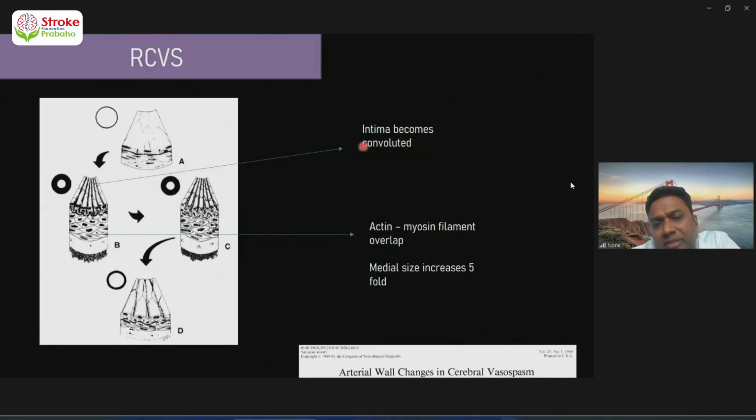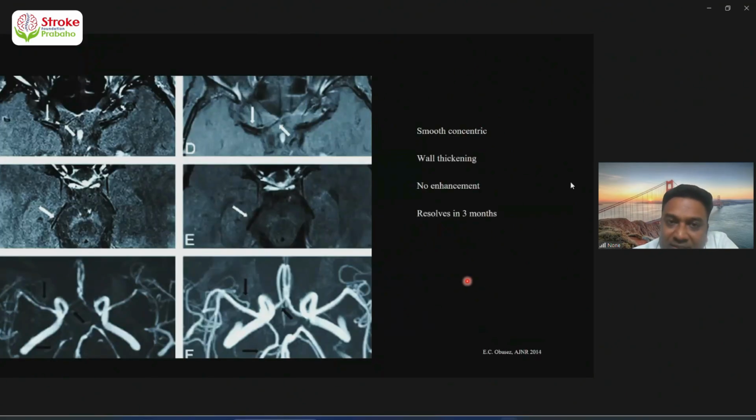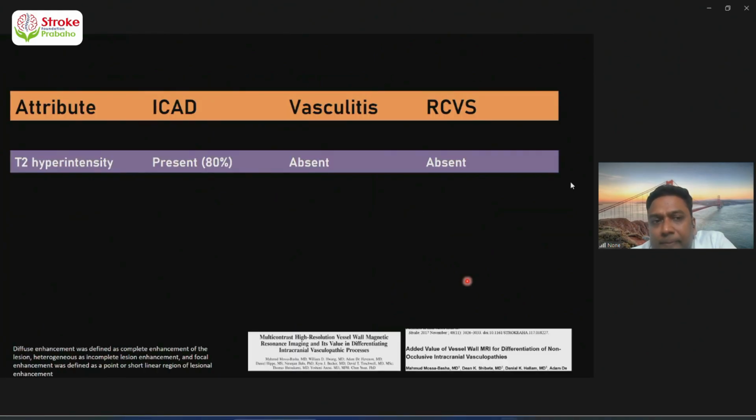Coming on to RCVS, the medial wall really thickens. There is a 5-fold increase in the medial size. Normally, it's a smooth concentric narrowing. There is no enhancement. It usually resolves in 3 months. So, looking at the 3 entities, ICAD, vasculitis, and RCVS, you have to look at T2 imaging to ensure that we are not missing atherosclerosis. As I mentioned, a lot of these reported vasculitis cases are actually atherosclerosis, not vasculitis.